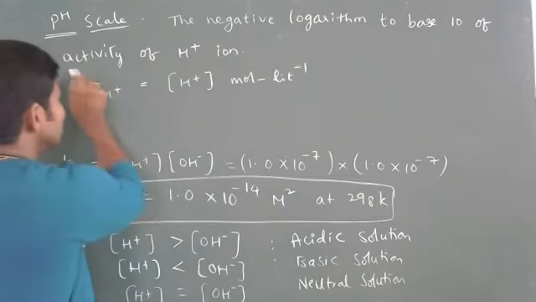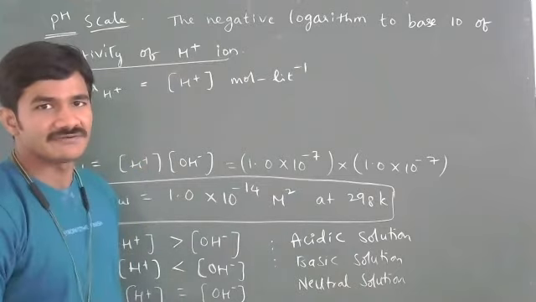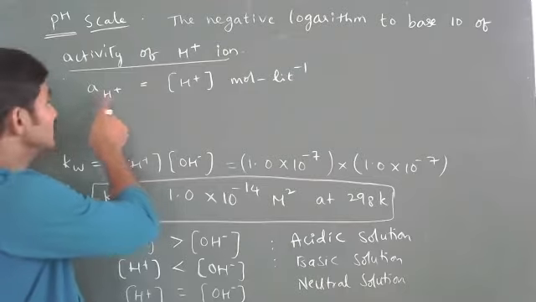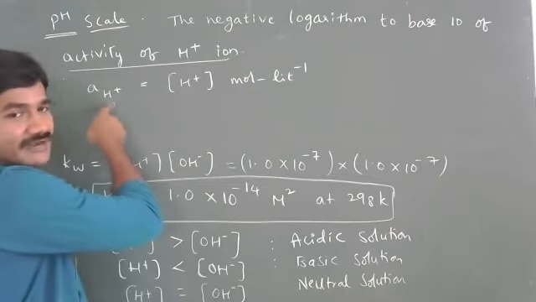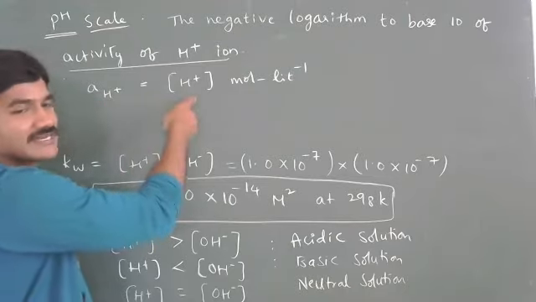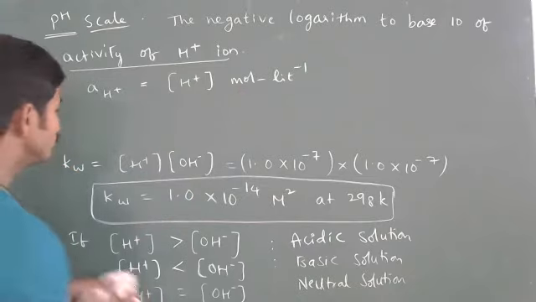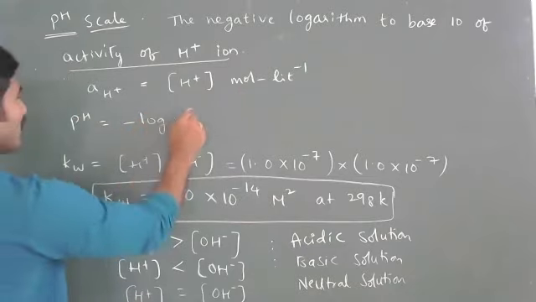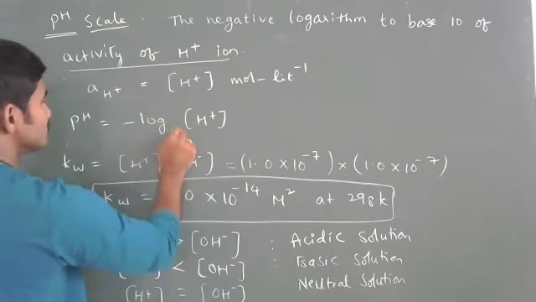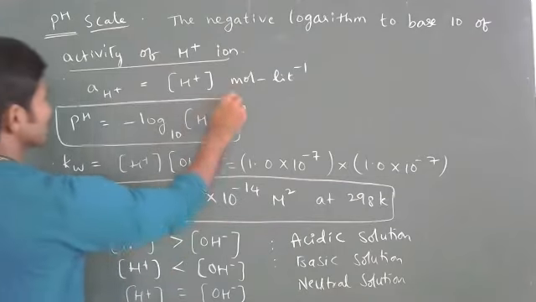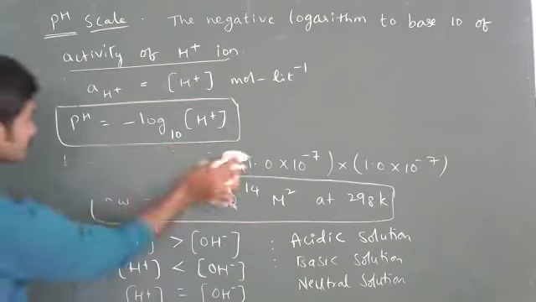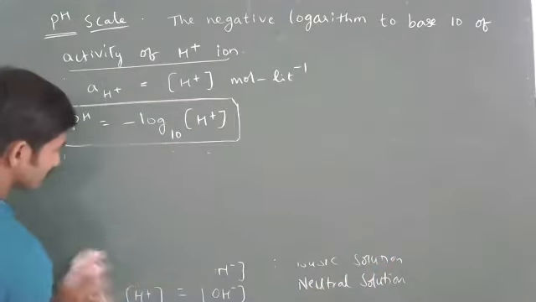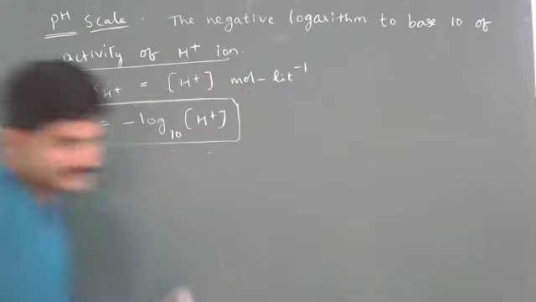Instead of the activity term, we write the concentration term, because a_H+ stands for the activity of hydrogen ion, which is equal to the H plus concentration in mole per liter. So the formula I write here: pH is equal to the negative logarithm of H plus concentration, base 10. So this is the formula.